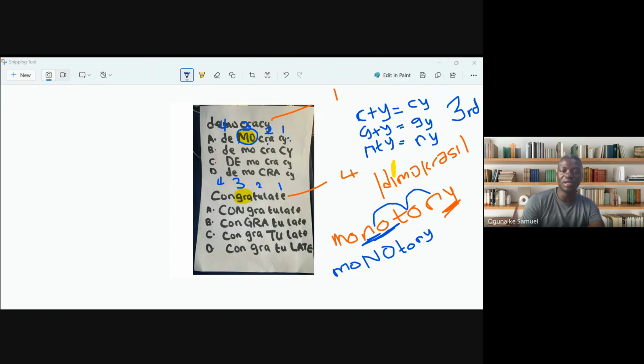I should have come up with them in the form of options A, B, C, D, but I didn't do that. What I did was just to write the words. Then I would need you to determine whether the stress should land on the first, on the second, or on the third, or on the fourth. Where do you think the stress should land?